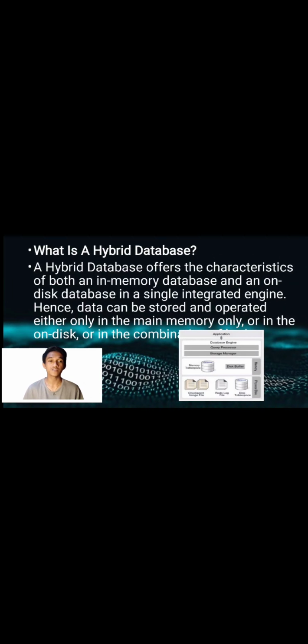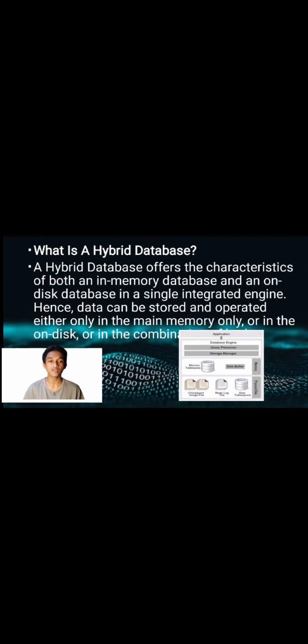Models. There are two types of models. First, the hybrid database model. A hybrid database is a balanced database management system offering high-performance data processing in main memory, along with huge storage capacities of the physical disk. What is a hybrid database?